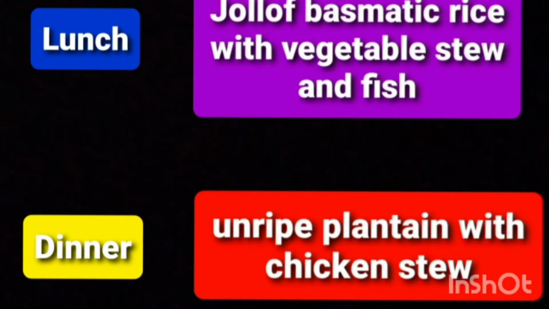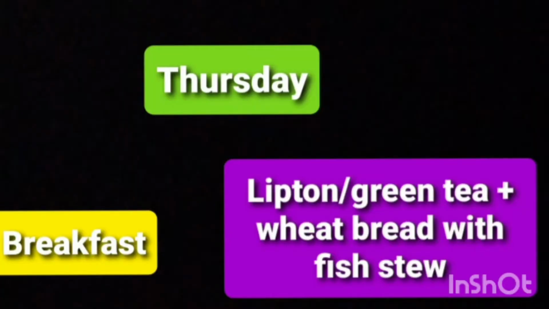Then for dinner, I went with unripe plantain with chicken sauce or chicken stew. Either one, you have your unripe plantain with chicken sauce. That is very good. Then for Thursday, for breakfast, I went with Lipton or green tea with wheat bread plus fish stew. Now Lipton tea or your green tea, your wheat bread, and your fish stew or sauce. That is very good for your breakfast.